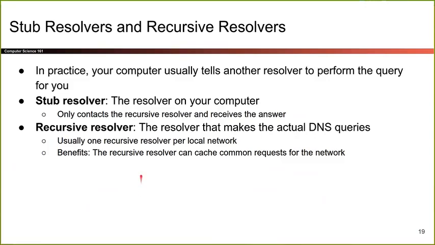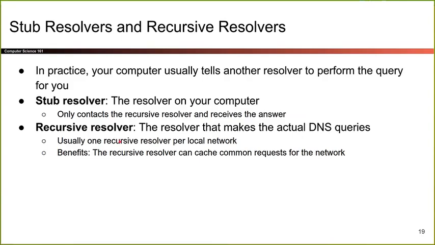So the way this works is your computer is actually just going to ask a resolver on the local network and say, can you do this for me? Why don't you go find out what the IP address of google.com is? And that's the recursive resolver. The recursive resolver is going to do all the work for you and do all that pinging back and forth that we just saw. And once the recursive resolver finds the answer, they will come back and give you the answer.